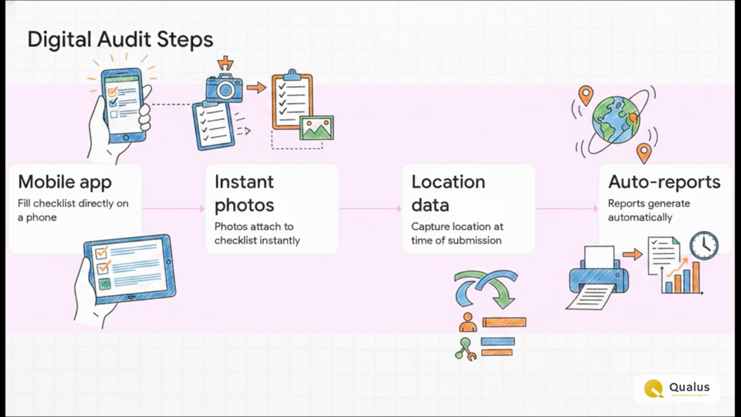When they take a photo of an issue, boom, it attaches to that specific checklist item instantly. The device also captures exact location data the exact moment they submit it. The second they hit submit, the report auto-generates. And honestly, perhaps the best part? Any corrective actions that need to happen are assigned and tracked inside that exact same system, right then and there.